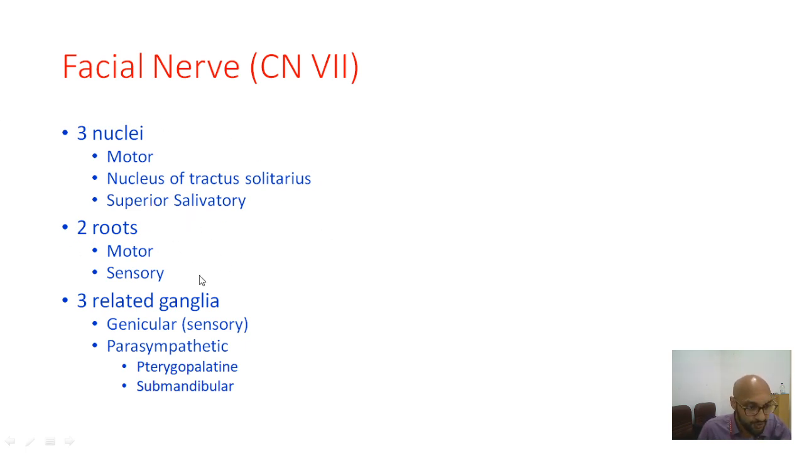It has got two roots. It has a motor root as well as a sensory root. So the motor fibers are going to be coming out and the sensory fibers are going in. So for these sensory fibers, where are the first order neurons? The first order neuron is actually found in the geniculate ganglion, which is the sensory ganglion, or the peripheral root ganglion, meant for the sensations that are related to the facial nerve. And there are also multiple parasympathetic ganglia that are related to the facial nerve, like the pterygopalatine and the submandibular ganglia.